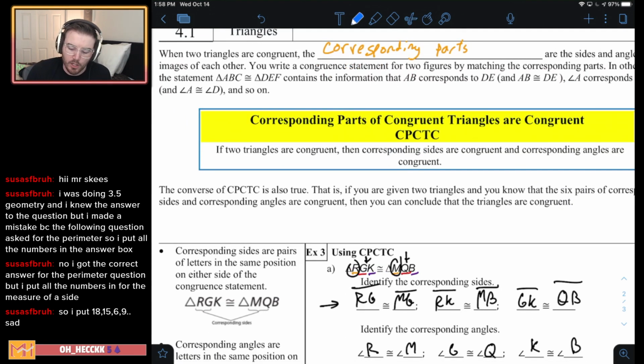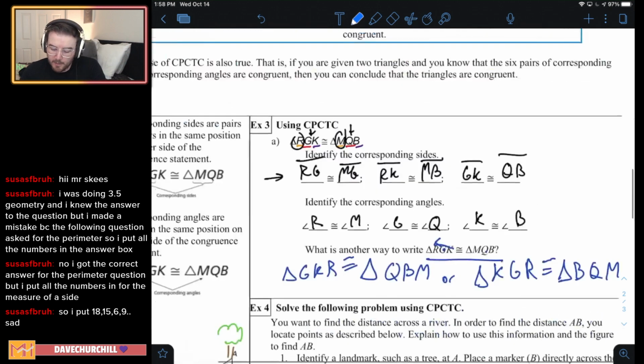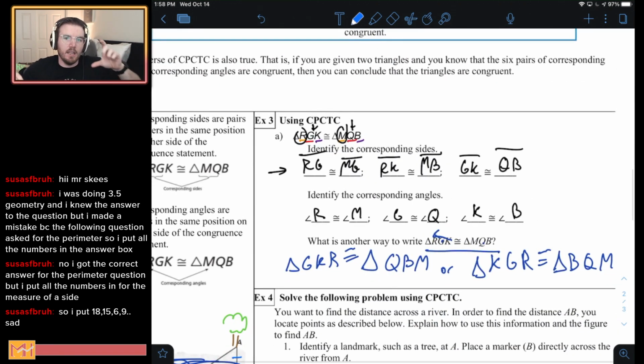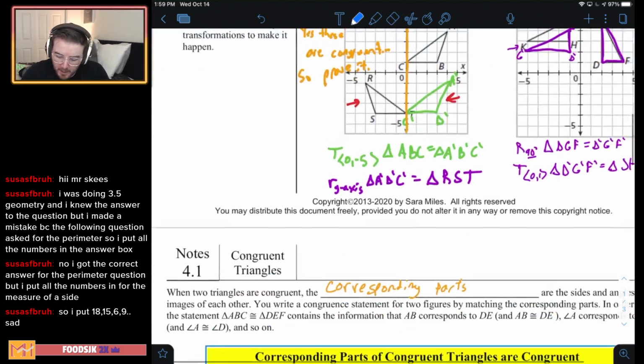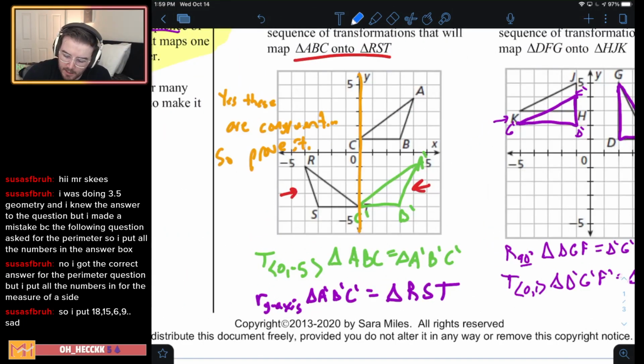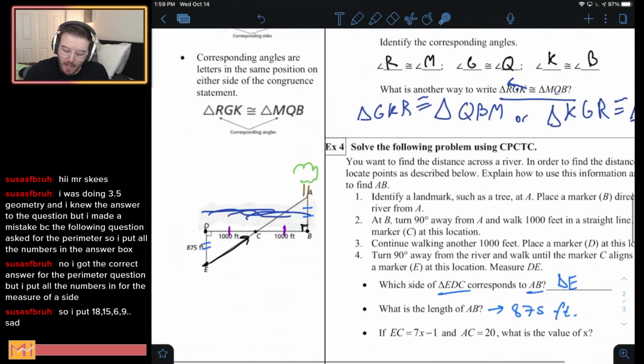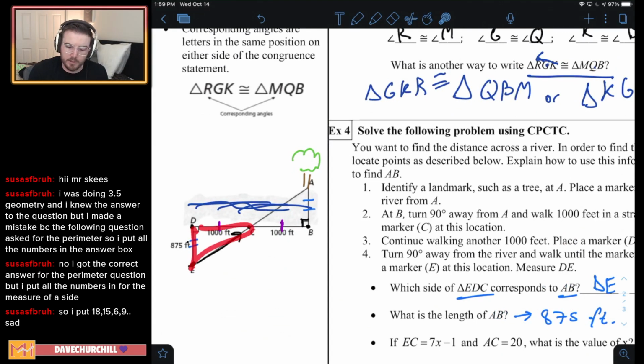That's a mouthful. Corresponding parts of congruent triangles are congruent. It goes back to what I was saying up here, right? The pieces that correspond with one another are congruent. So now that I've made two triangles that are identical, aka congruent, we know that the corresponding pieces are congruent. The sides that match up are the same.